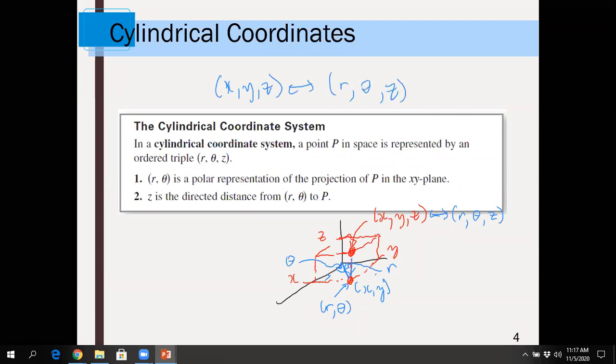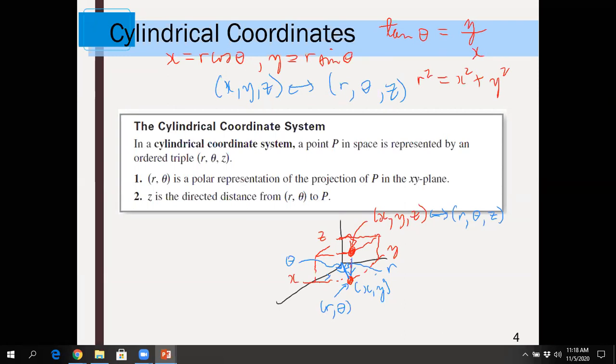And what were the relationships between x, y, r and theta? What was x equal to? x was r cosine theta. What was y? r sine theta. And you also had these other relationships, like the fact that tangent of theta was equal to y over x. If you think about taking y over x right now, that's going to be sine over cosine, which is tangent of theta. And you also knew that r squared was equal to x squared plus y squared. In this way, we can go back and forth between the rectangular and the polar coordinate system. So we're well familiar with this.